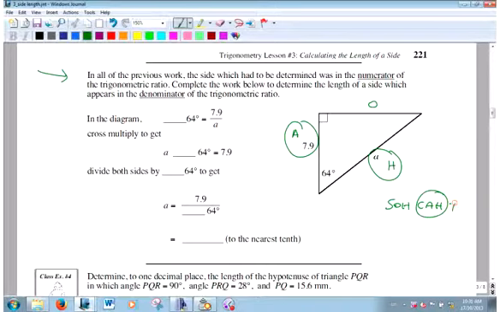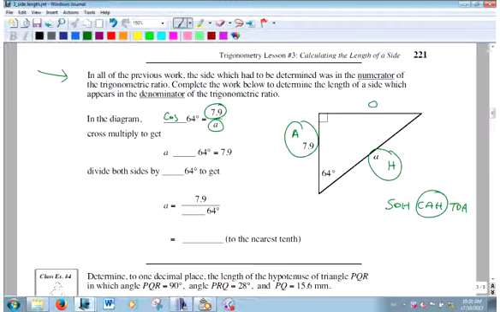There it is. Cosine. The cosine of 64 is adjacent over hypotenuse. Okay? Everybody okay with that?